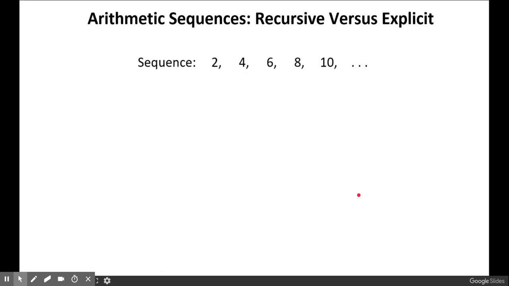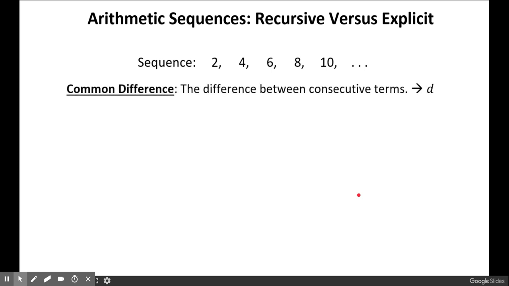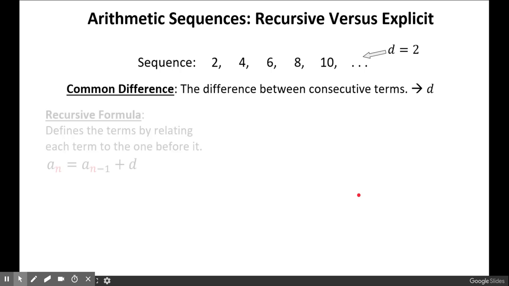When we're looking at sequences, we have two kinds, arithmetic and geometric. The first kind we're going to look at is arithmetic. In arithmetic sequences, we have what's called a common difference. In other words, the difference between consecutive terms is the same. For our example here, the common difference is 2, so d equals 2.